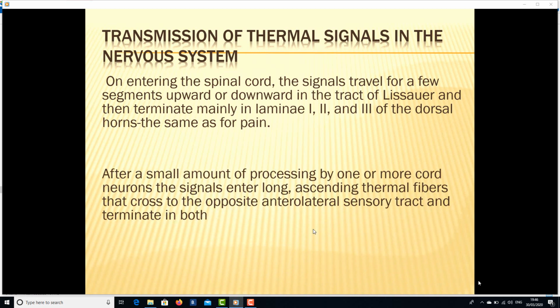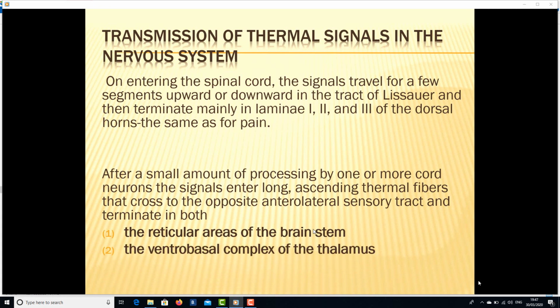After a small amount of processing by one or more neurons, the signals enter long ascending thermal fibers which cross to the opposite anterolateral sensory tract and terminate in both. Where are they going to terminate? In the reticular areas of the brainstem and in the ventrobasal complex of the thalamus.